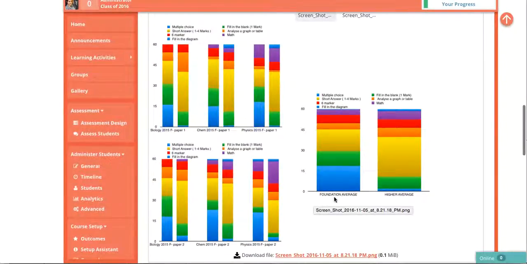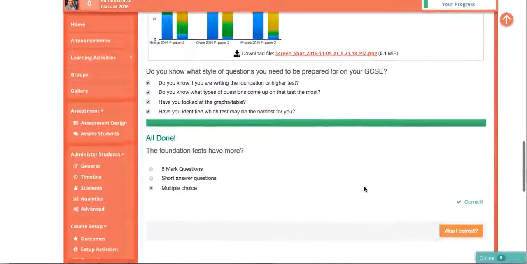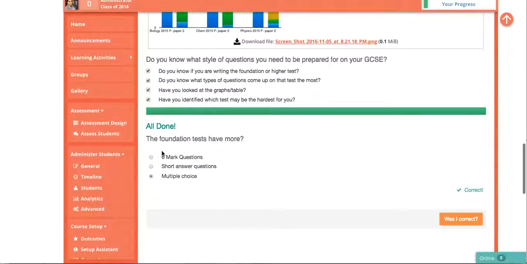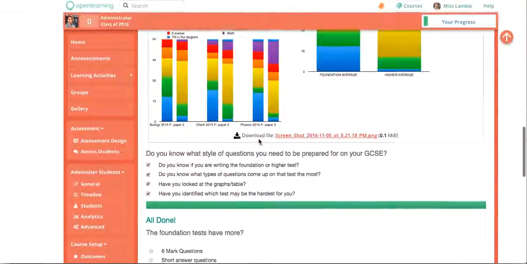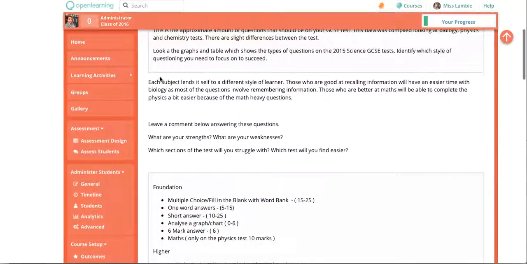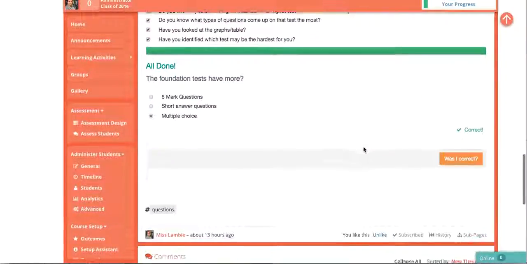Over here we have the difference between the foundation average and the higher average. Again, about half your questions are very, very simple, and the rest are those higher thinking questions. While in the higher paper, you have more than 3/4 being the higher thinking level questions. Once you're finished, all you're going to do is figure out which the foundation tests have more of, write a brief comment answering this section, and move on to the next topic.